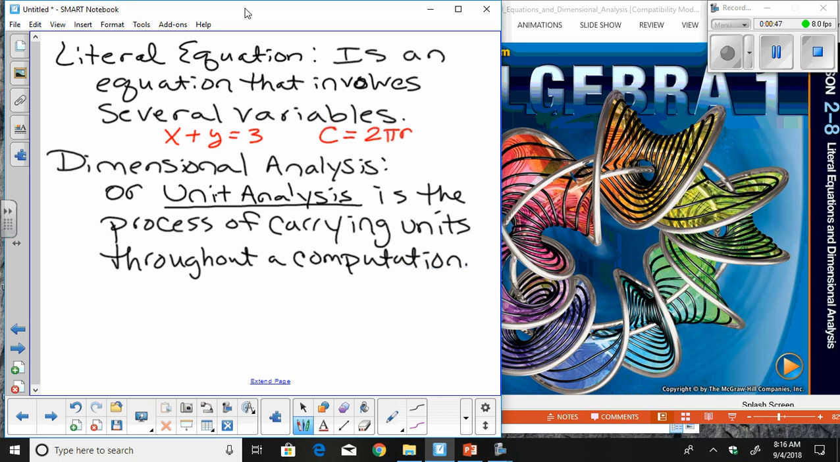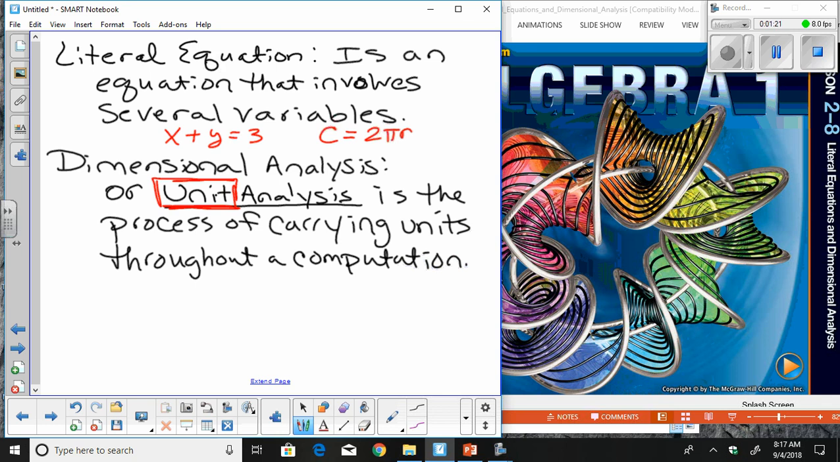That's a literal equation. Our dimensional analysis, or our unit analysis, notice it says unit analysis. Analysis just means we're looking at it and really inspecting it. Unit is the unit, so centimeters, inches, feet. Dimensional can be like your centimeters squared, inches squared, feet squared. It can be cubed, it can be volume instead of area. It could be singular, as in feet, a measurement in a linear fashion.